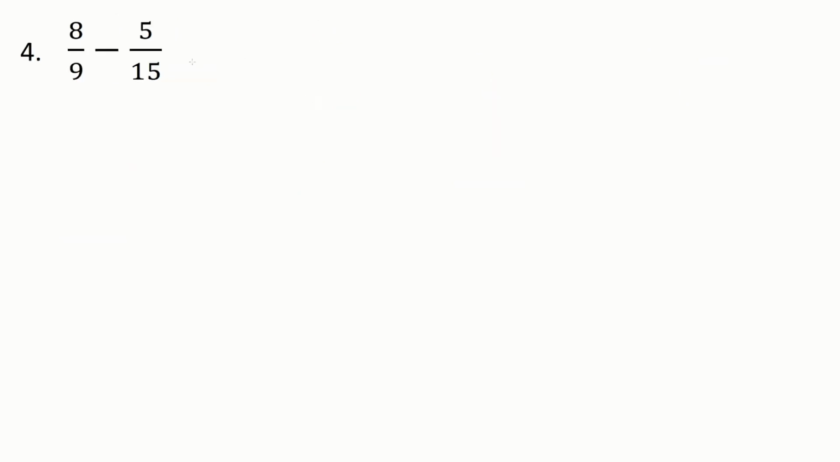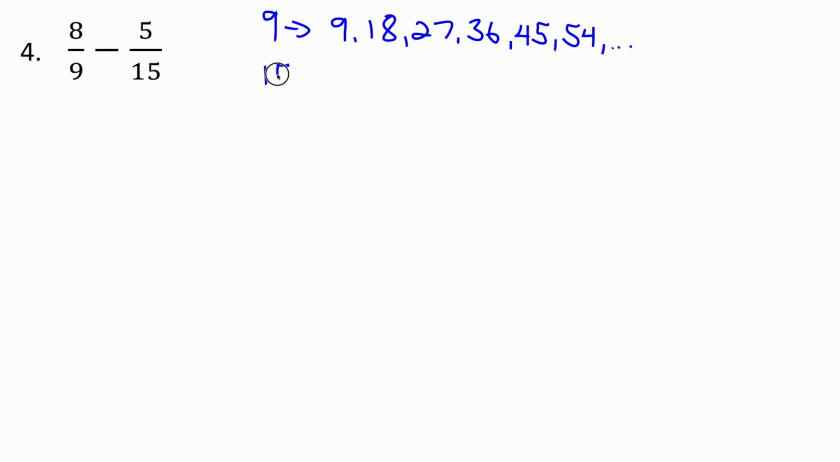Okay, for this last subtraction example, we need to find a lowest common denominator between 9 and 15. So I'll go ahead and list out the multiples. We'll get 9, 18, 27, 36, 45, 54, and so on. For 15, we get 15, 30, 45, and I'll stop there because I have a match. So we want to go to 45. So that means we're multiplying this one by 3 and this one by 3. And 9 gets multiplied by 5, and then so does the 8.